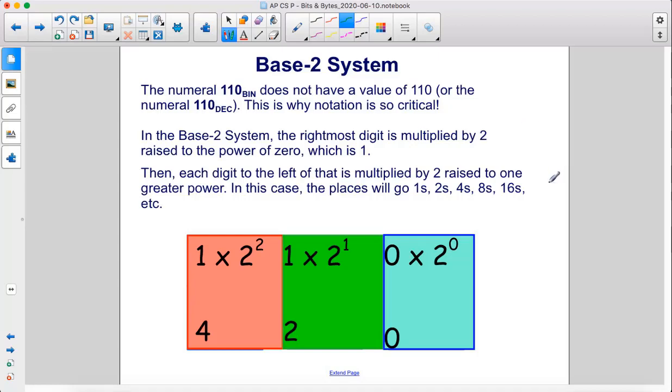In the base 2 system, the rightmost digit is multiplied by 2 raised to the power of 0, which is 1. Then each digit to the left of that is multiplied by 2 raised to 1 greater power. In this case, the places will go 1s, 2s, 4s, 8s, 16s, etc.